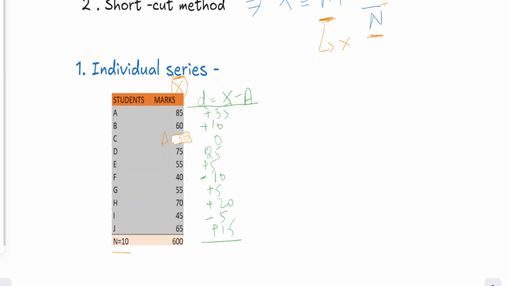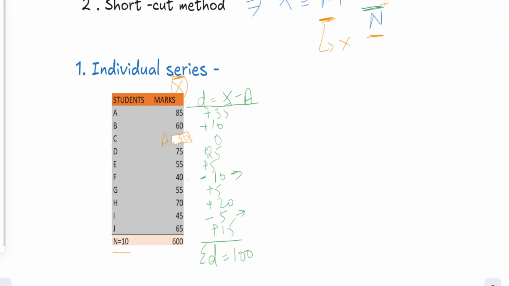Now summation d basically means you have to add these d values. When you sum up these d values, you need to consider that there are two negative values, one is minus 10 and one is minus 5. When you add them it becomes minus 15, and you add as you normally do in the integers part. When you do that, you get summation d as 100.